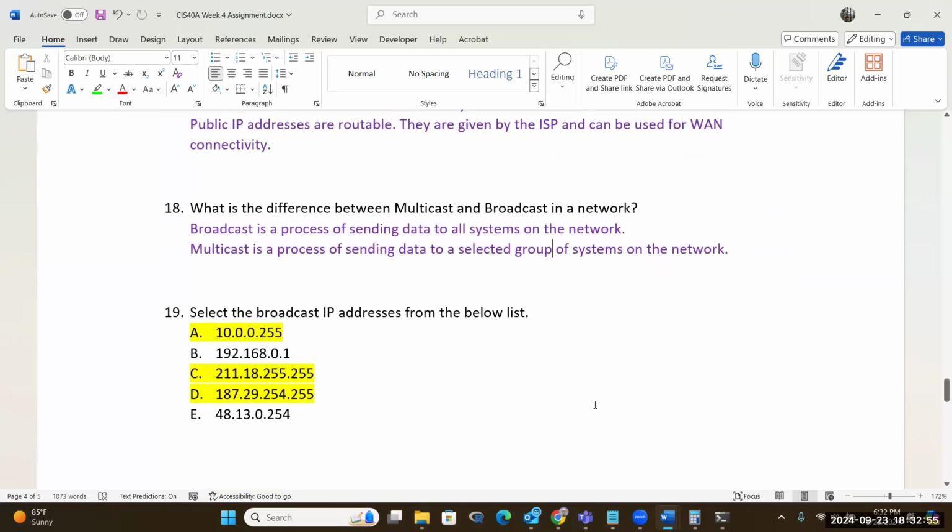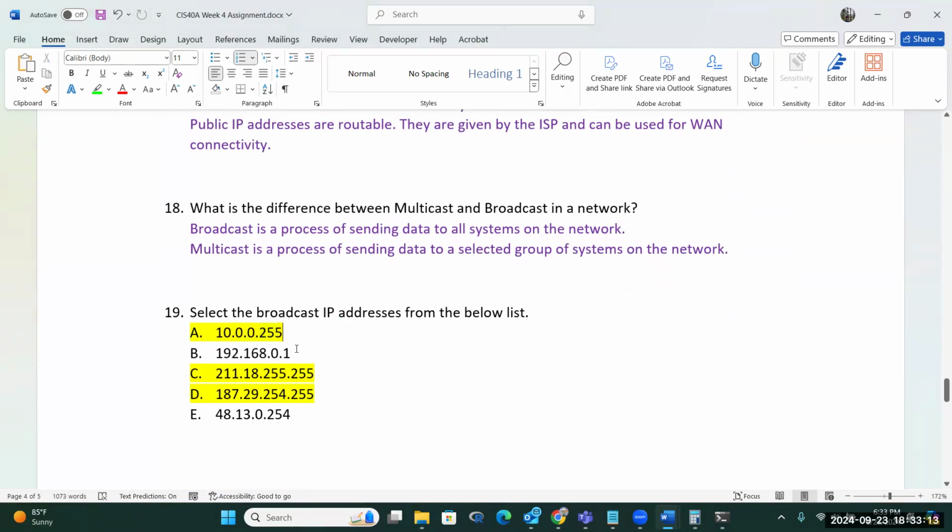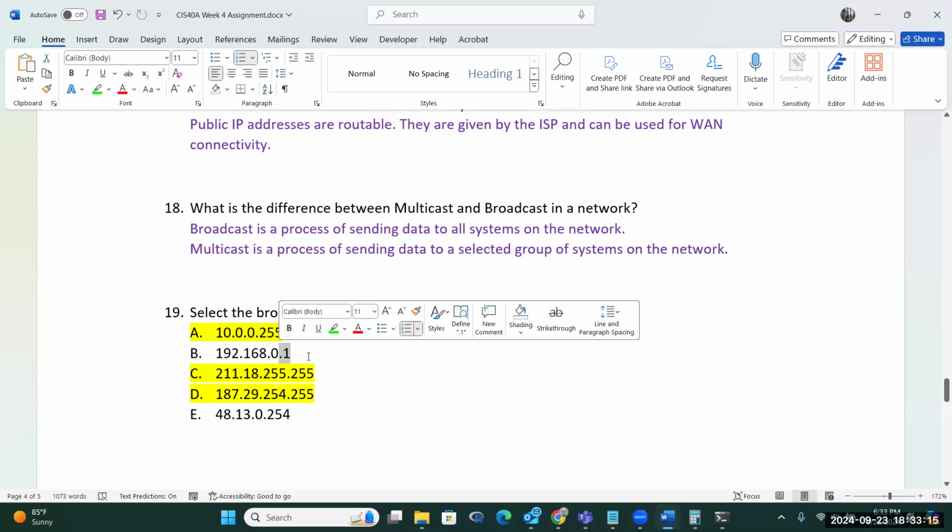Okay, so now let's go through. You did the earlier one, this one should be a piece of cake. Which one is the broadcast address? Anything that ends with 255 for unique host ID. So the last octet, if it ends at 255, that's going to be your A, not B, because this one is a .1. That's probably the router or a system that has a valid IP address.